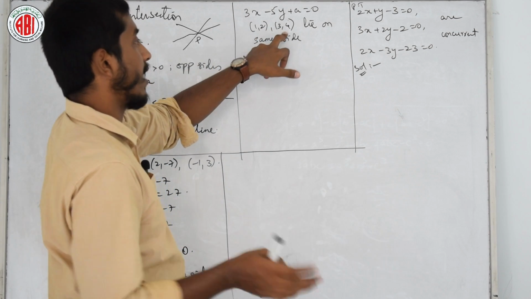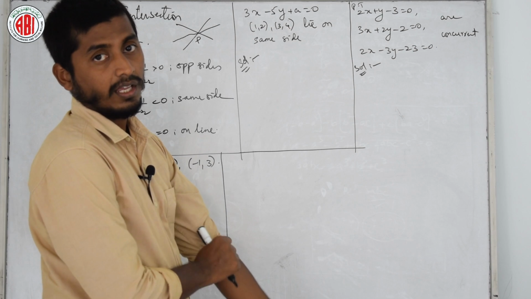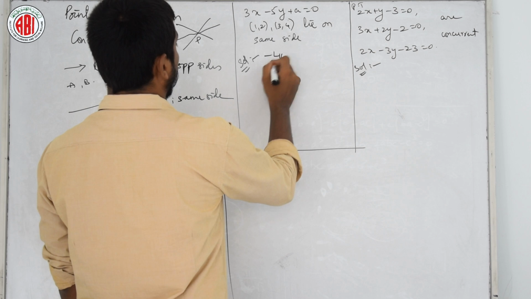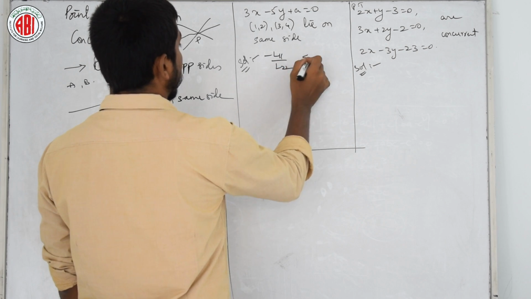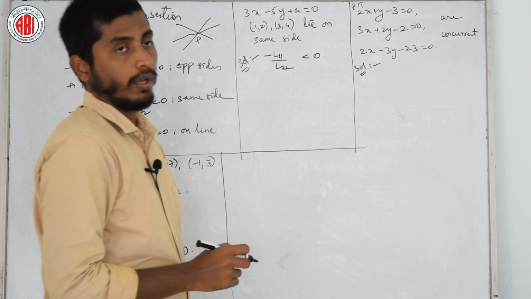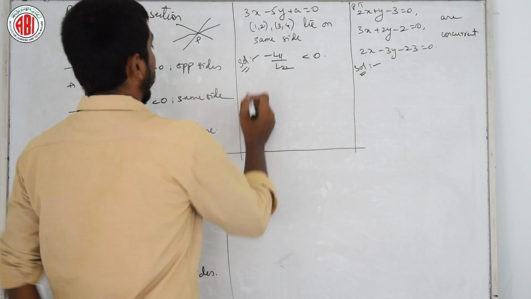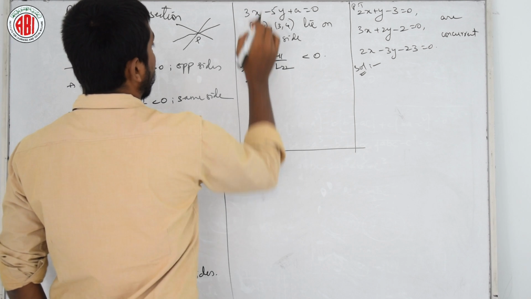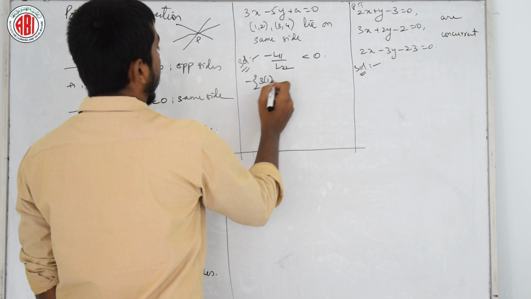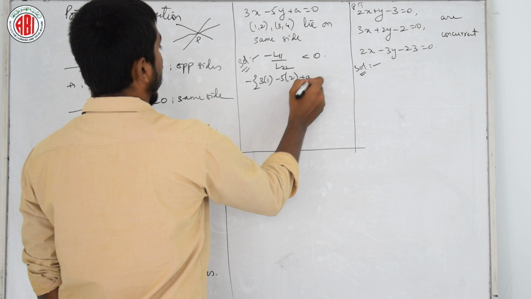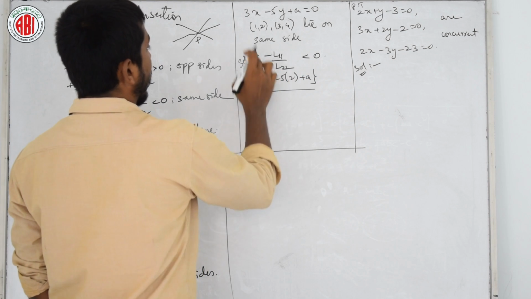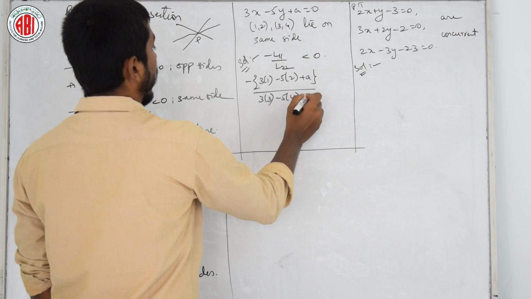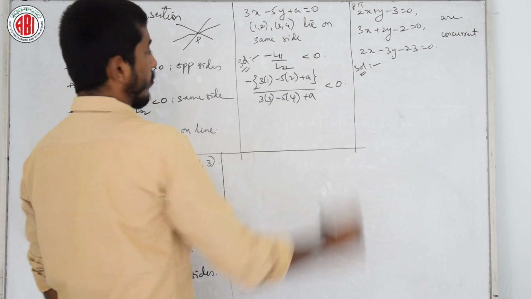He tells that for this equation these two points lie on the same side. Is it okay? For which we have to find the value of a. Minus l double 1 by l double 2, same side is less than 0. Okay, let us find l double 1. What is l double 1? We have to substitute this in that. 3 into 1 minus 5 into 2 plus a, divided by l double 2, which is 3 into 3 minus 5 into 4 plus a, that is less than 0.